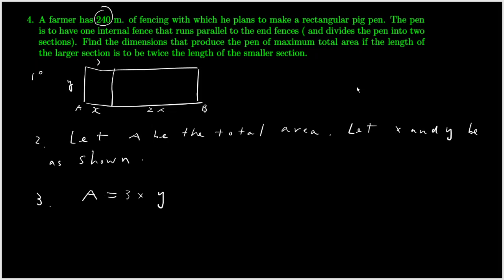You have x there, x there, and 2x here, right? It's a rectangle. And then you have y here, y here, and y here. Altogether you have how many x's? 6x, right? 3x on top, 3x at the bottom, and then you have 3 y's. So 6x plus 3y equals 240. So that makes sense, 240 meters of fencing, right?